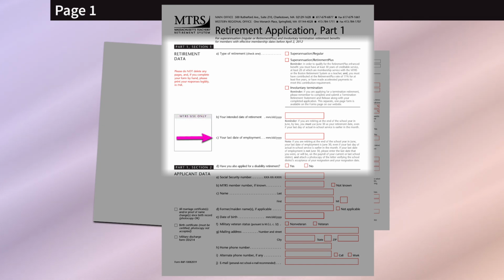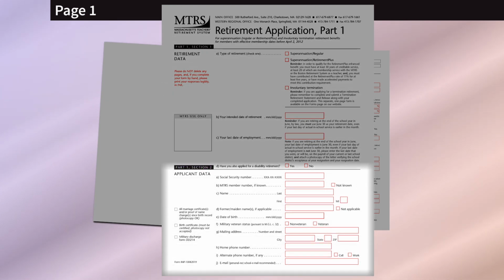In line C, provide your last date of employment. As above, if your last date of employment is the end of the school year, this date will be June 30th. If your last date of employment is another date, such as if you resigned midway through the year, please enter this date and provide a photocopy of a letter verifying your district's acceptance of your resignation and resignation date. In line D, indicate whether or not you have also applied for a disability retirement. More information regarding disability benefits can be found on our website.